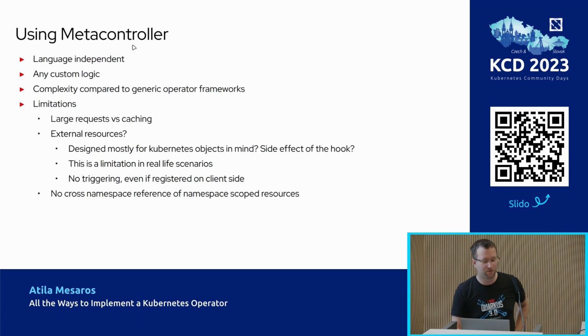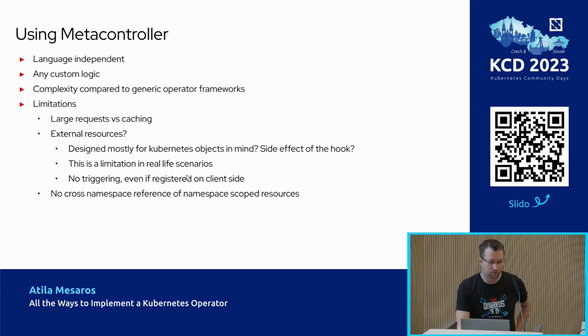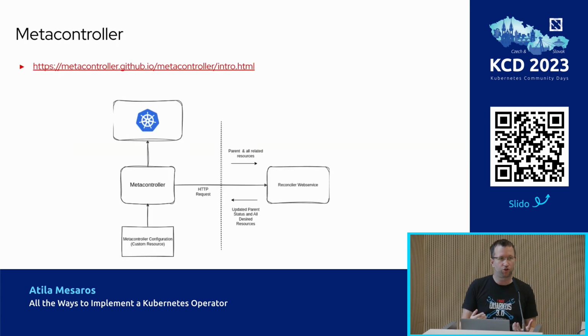So what are the problems with this? The docs explicitly state that if you are a controller which watches every resource on a cluster, like every pod, every config map, this request can be very huge. So it's not really fitting that use case. And in my opinion, at least, it doesn't really fit the use case when you are managing external resources, not Kubernetes resources. There is no way to tell Metacontroller that you are watching resources outside of the cluster, which is definitely possible with the generic frameworks.